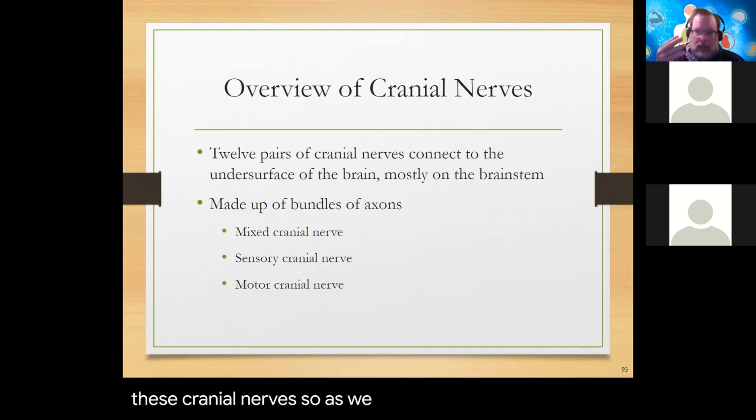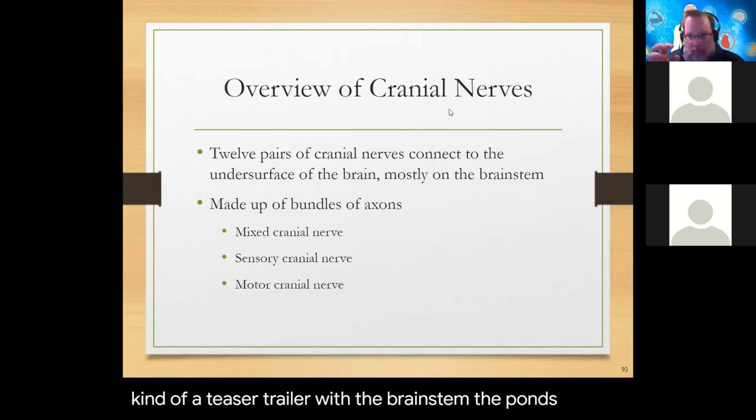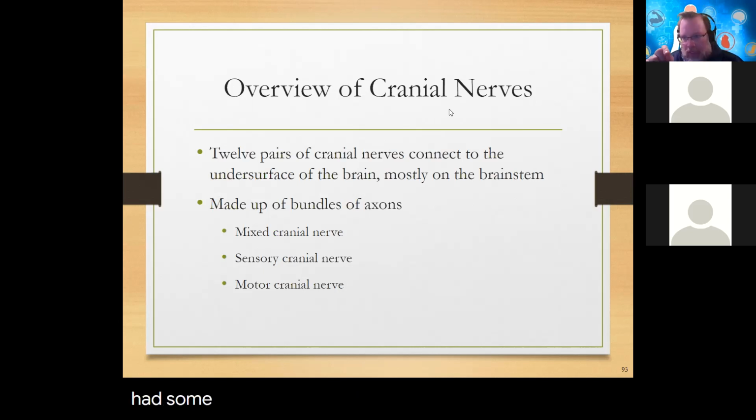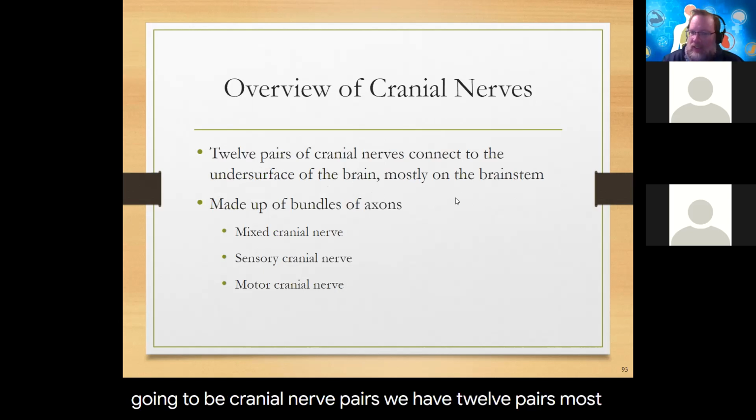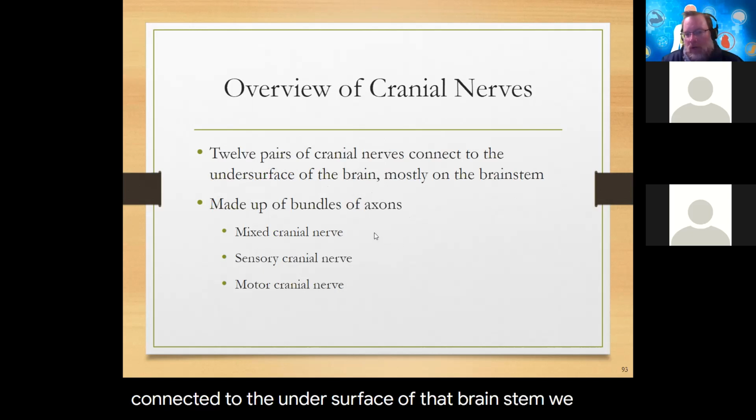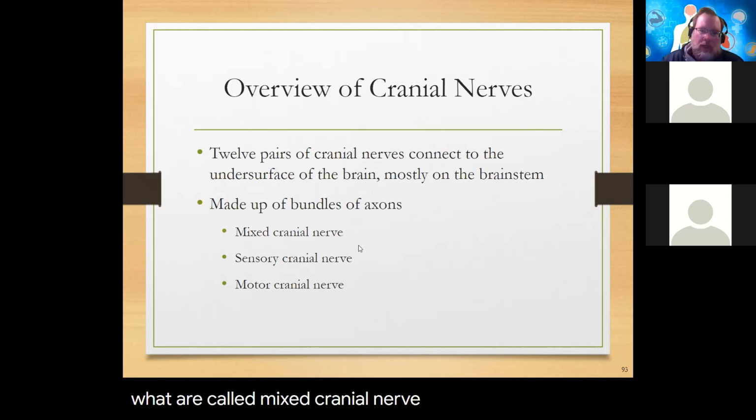So as we segue into cranial nerves, we have 12 pairs of cranial nerves. Again, we've talked about them a little bit. We've seen them a little bit. We had a little teaser trailer with the brainstem, the pons area had quite a few. Even the medulla had some little sprigs coming off of it. But these are going to be cranial nerve pairs. We have 12 pairs, mostly connected to the undersurface of that brainstem. We have what are called mixed cranial nerves, sensory cranial nerves, and motor cranial nerves.